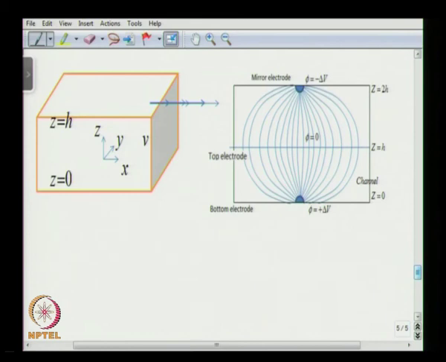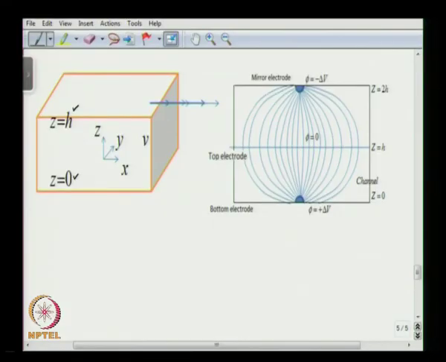So this is the case we have here. We are talking about a rectangular channel. The bottom wall is at z equal to 0 and the top wall is at z equal to h. The flow is in the positive x direction. As I told, for the dielectrophoretic action to come into play, there has to be a non-uniform electric field.